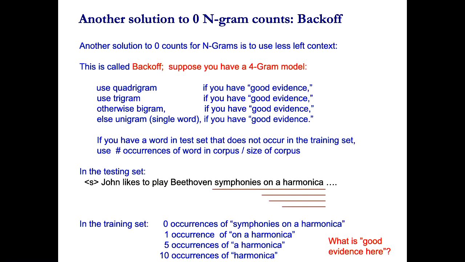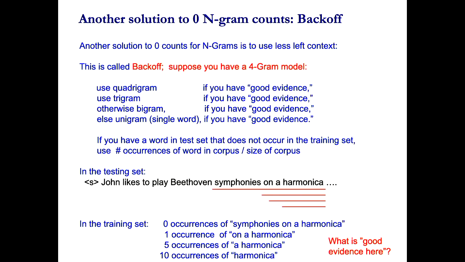So let's just keep thinking about this. You're backing off from the left context. Instead of using all the left context, you're backing off that, and then you're trying that. And maybe even just look and see the likelihood of the word harmonica. Right? No left context at all. So it turns out in the training set there's zero occurrences of symphonies on a harmonica. There's one occurrence of on a harmonica. There's five occurrences of a harmonica. And there's 10 occurrences of harmonica. What do we do with all this information? That's the question.